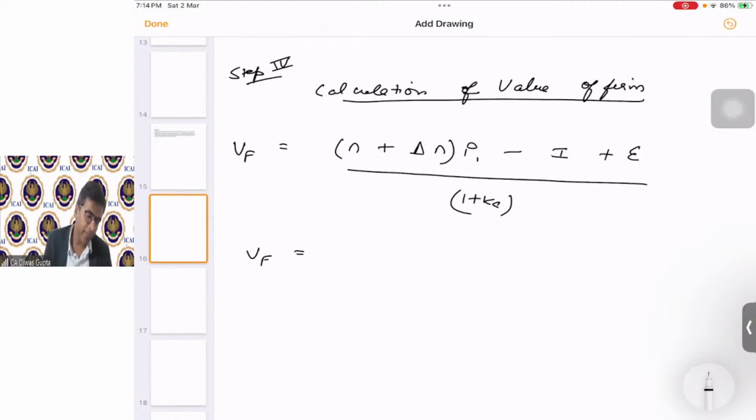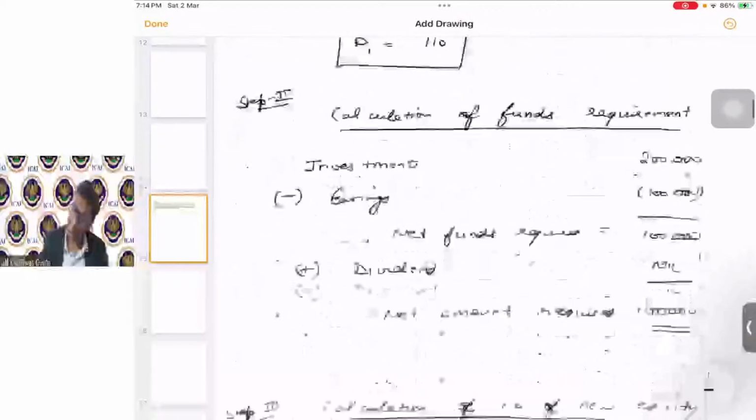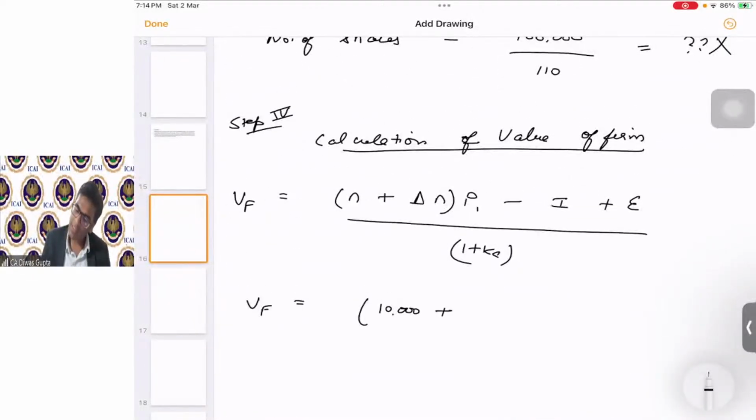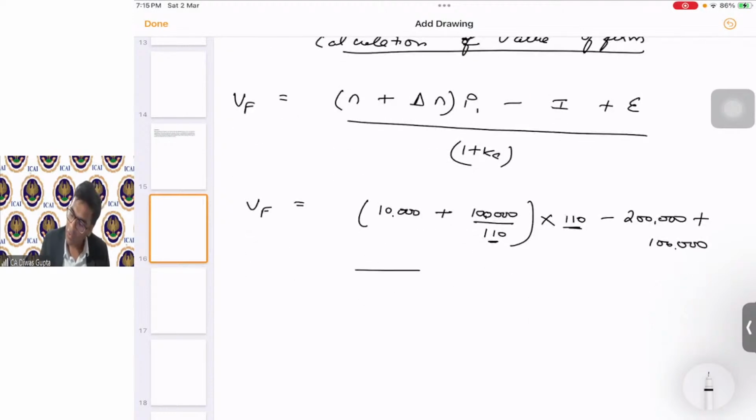So hence the value of firm becomes, what are the number of shares? 10,000, right? So 10,000 plus new number of shares are how much? 1 lakh divided by 110, into P1. P1 we have already calculated is 110. The reason why I have not calculated this is because 110 will get knocked off from this. So hence when the bracket opens, it will automatically be calculated. Minus 2 lakh is the investment plus 1 lakh is the earnings, right? As per our formula, whole divided by 1 plus 10%.